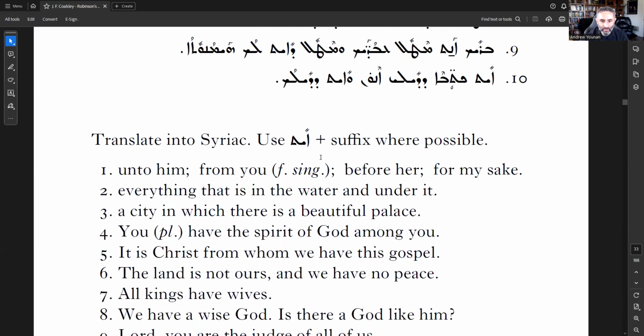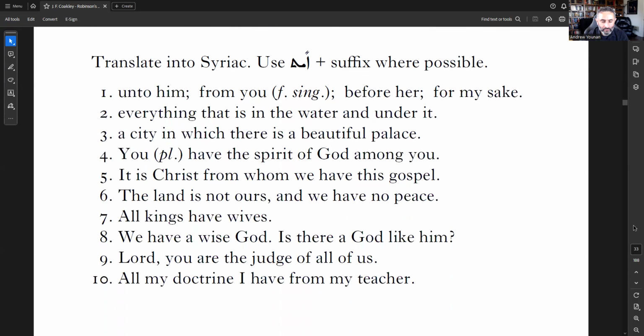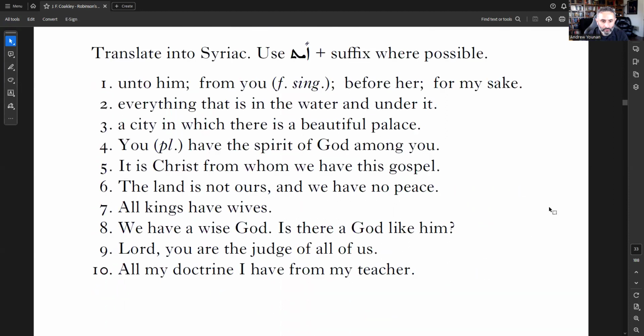Translate into Syriac, using eth and the suffix where possible. There you go. Next, we're getting to the actual verbs. That's very exciting. See you then.